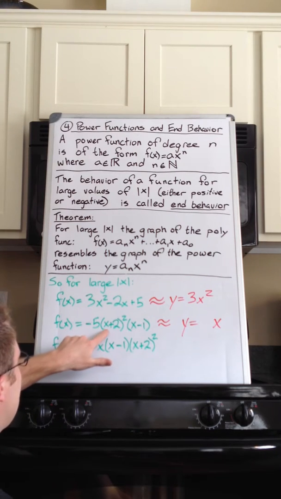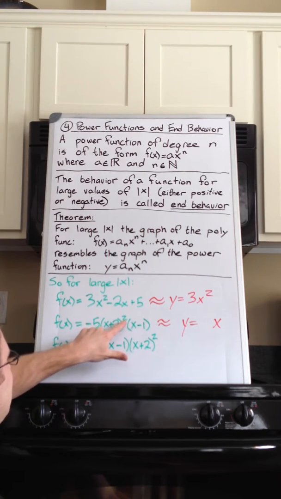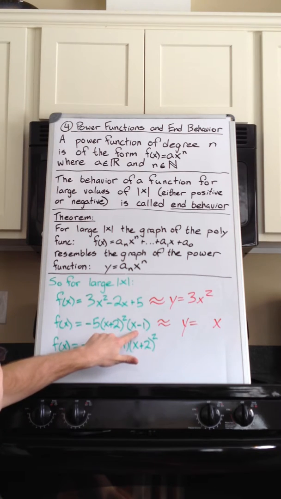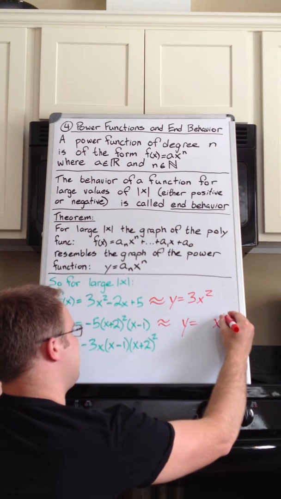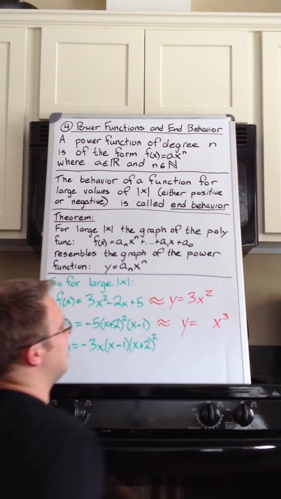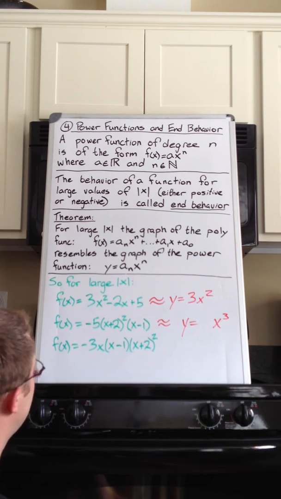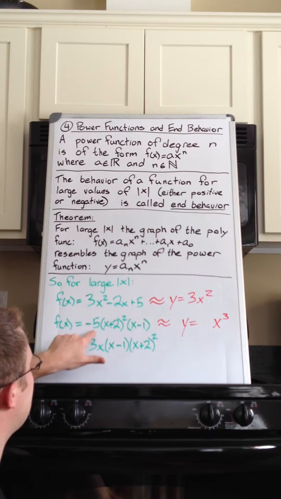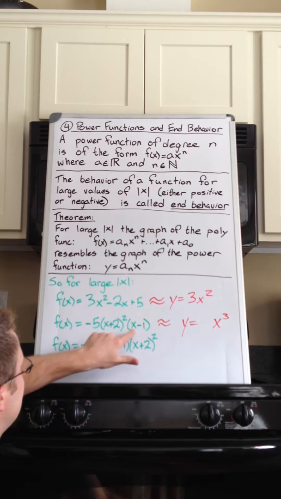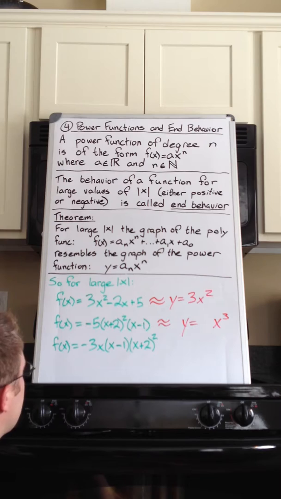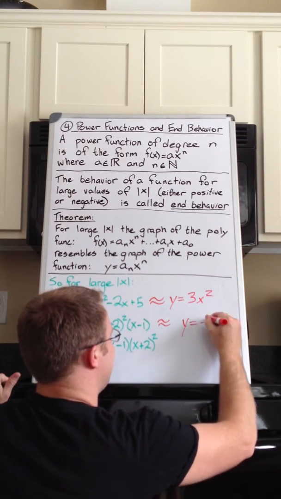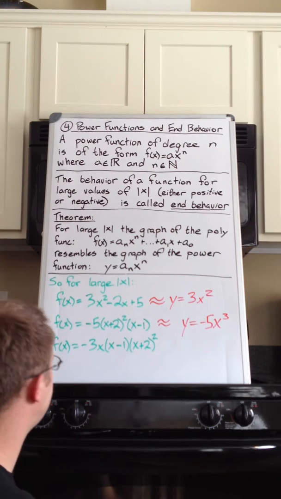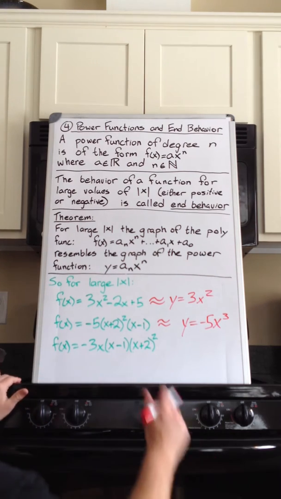So we have x squared, and one more here makes it x cubed. So the degree of this polynomial is 3. The degree of the power function will also be 3. Now we need to figure out what the coefficient is. Well, negative 5 is the only constant being multiplied by both of these. So our coefficient will be negative 5 here. Negative 5x cubed.